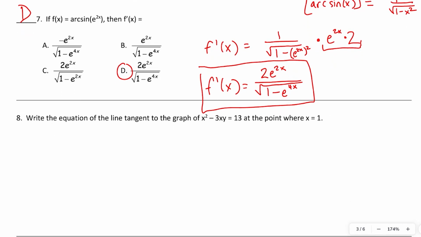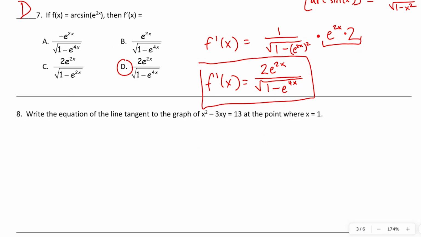Number 8, write the equation of the line tangent to the graph where x is 1. Okay, so another tangent line problem. We know how to set this up. We will need a point, which is going to be 1 comma something, and we're going to need a slope. And to find that slope, we're going to have to find the derivative, and we're going to have to use implicit differentiation to find that derivative. In other words, we're looking for y prime, or dy dx.